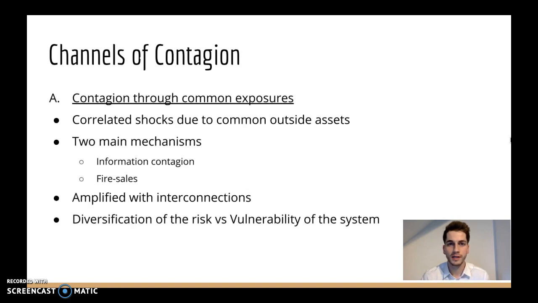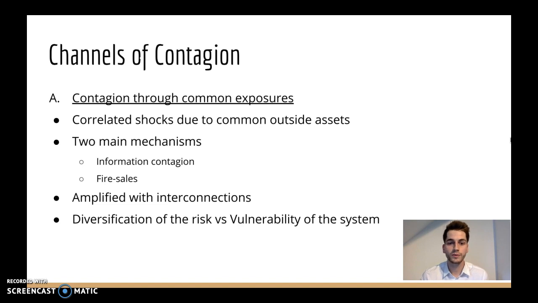Also, shocks can spread through common exposures that banks may have concerning outside assets. Thus, they may suffer correlated shocks. We can highlight two main mechanisms. The first one is the information contagion that happens when creditors make assumptions about assets held by banks following the disclosure of information about the assets of one single bank.